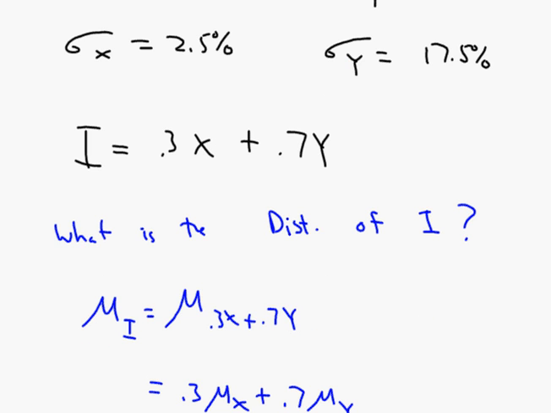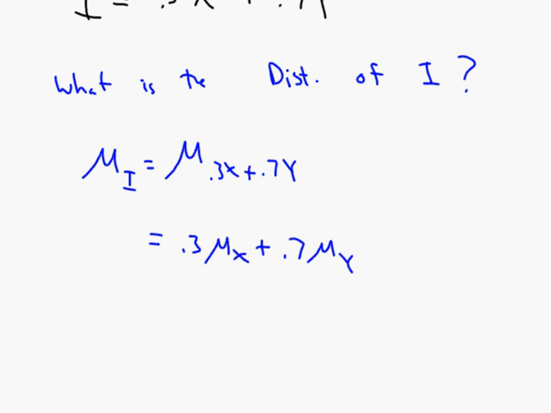What I'm saying is the variable x is getting multiplied by 0.3, so its mean gets multiplied by 0.3. The variable y is getting multiplied by 0.7, so its mean gets multiplied by 0.7, like it did over here. And then those are our two means, and now we can just add them together. So that is mu of I.